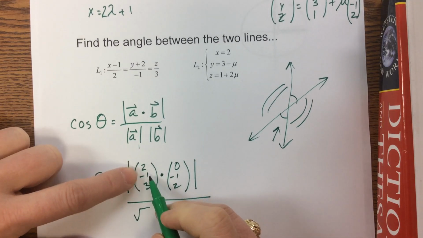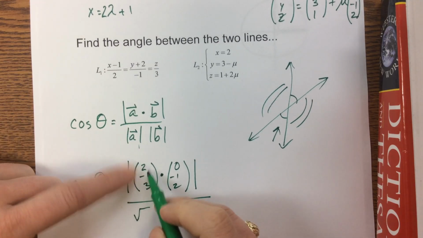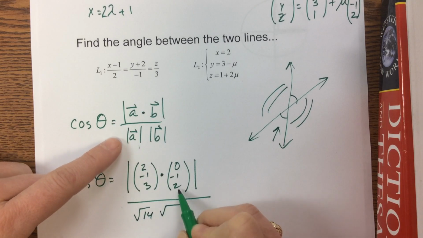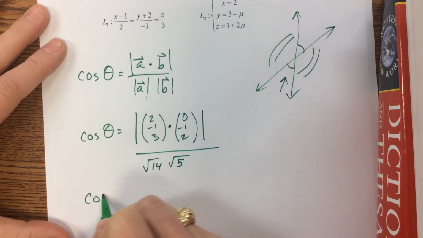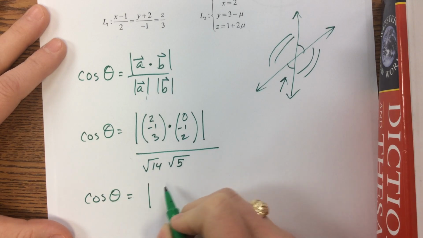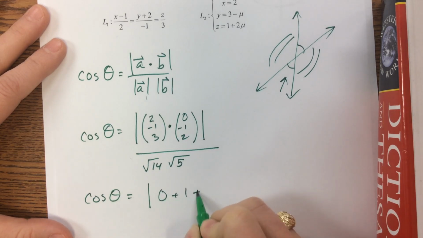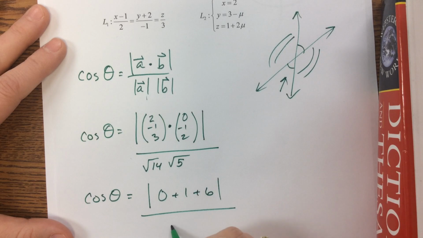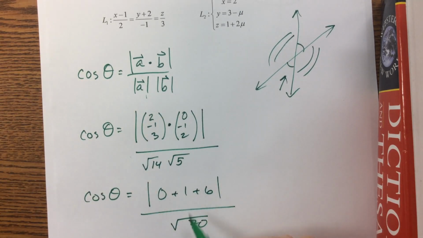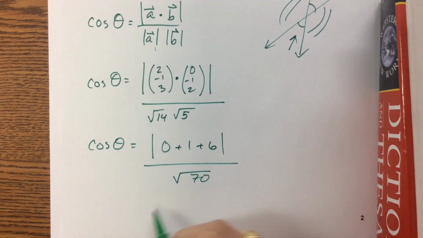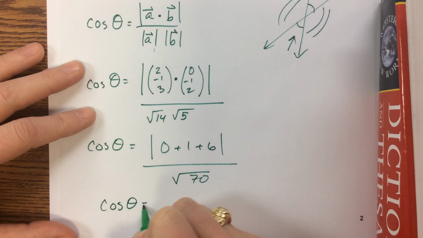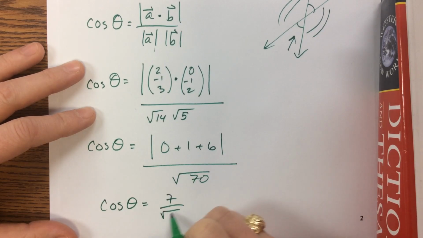This is 4 plus 1 plus 9, that's 10 plus 4 is 14, and this is 4 plus 1 is 5. Okay, so now I have cosine of theta is equal to the absolute value of 0 plus 1 plus 6. Oh, it was positive anyway. We were fine. What is that, 70? Sometimes I don't even bother to multiply them, but this time you're welcome. Okay, so we have that cosine of theta is equal to 7 over root 70.